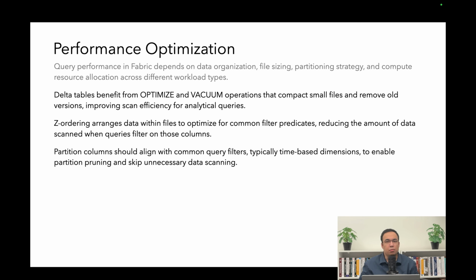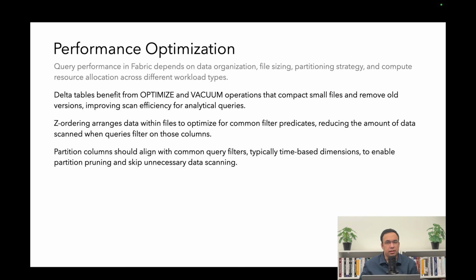Delta tables benefit from optimize and vacuum operations. Optimize compacts the small files into larger files, improving the scan efficiency. Over time, as you append data, you accumulate many small files. Optimize consolidates them. Vacuum removes the old versions of the files that are no longer needed because of time travel. Running these operations periodically should improve the query performance.